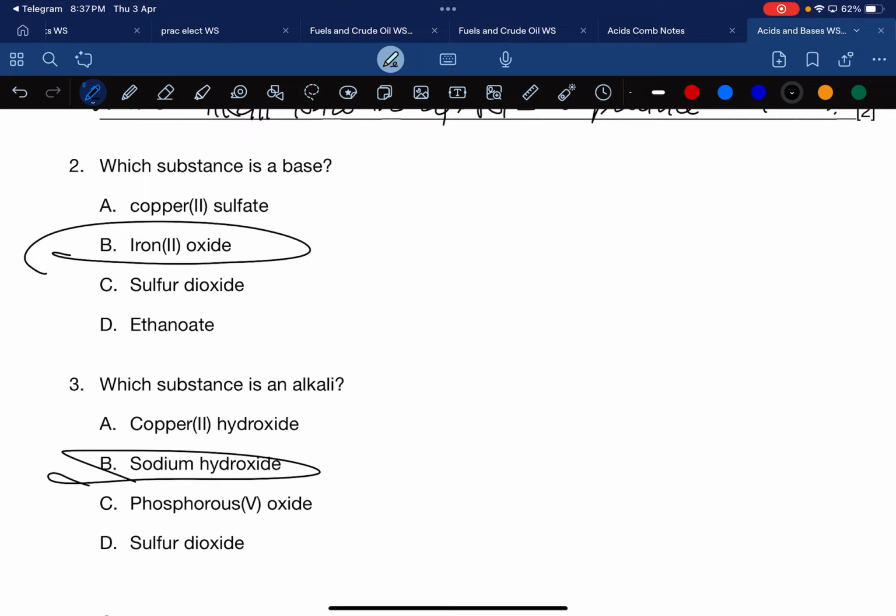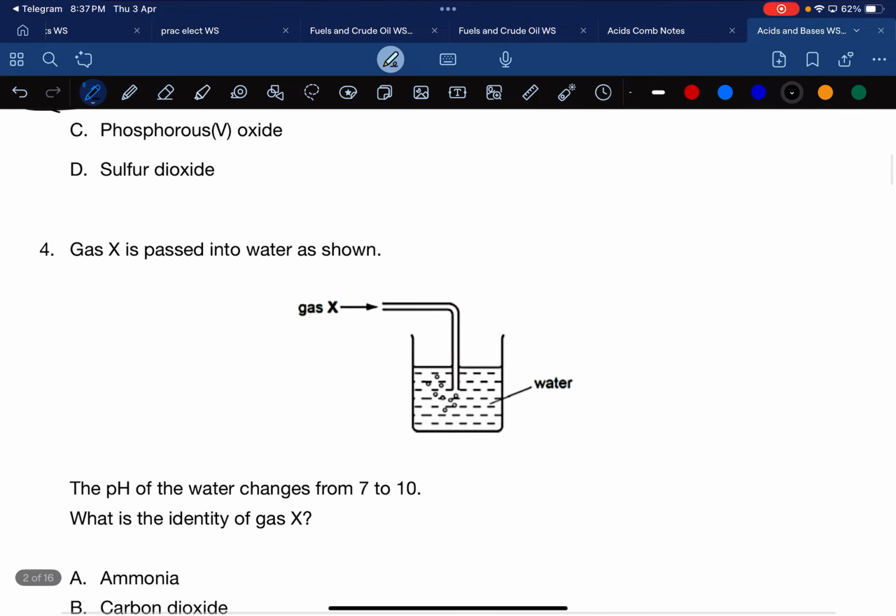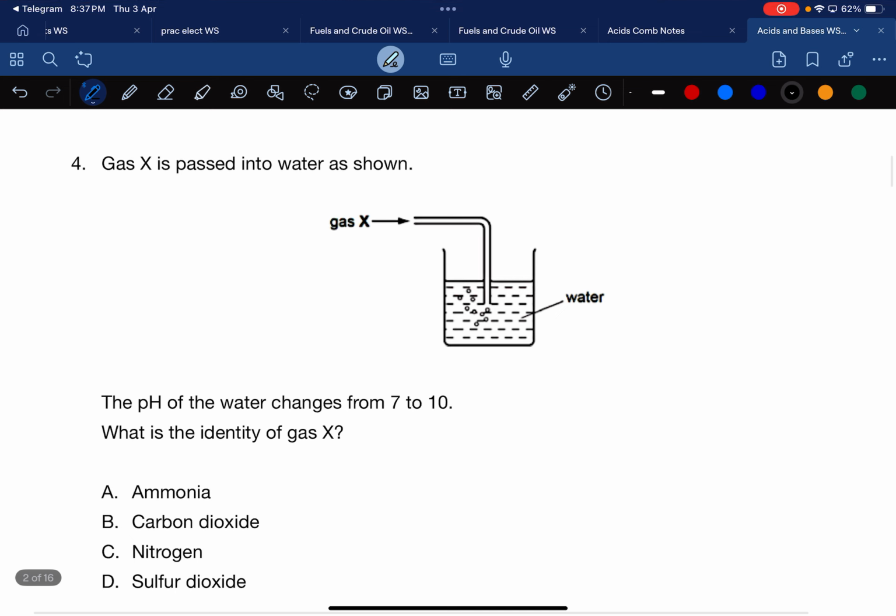Jaren, sure. You do part 4 for me. Gas X is passed into water. Your pH increases. If your pH increases, is the fella an acid or a base? Okay. If the pH increases above 7, is it an alkaline? Agreed. Good. For whom the alkali?